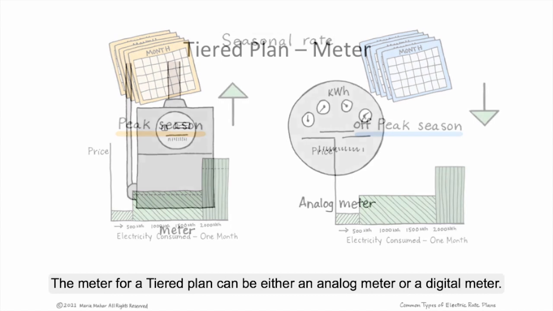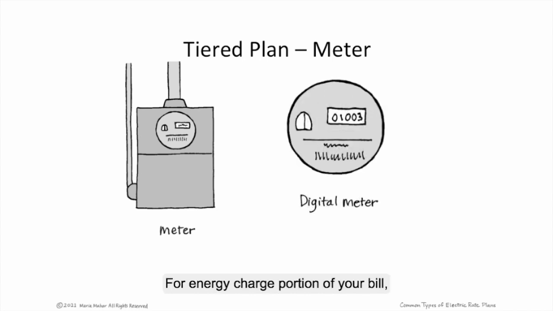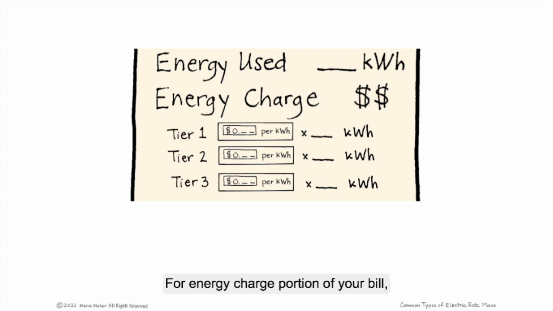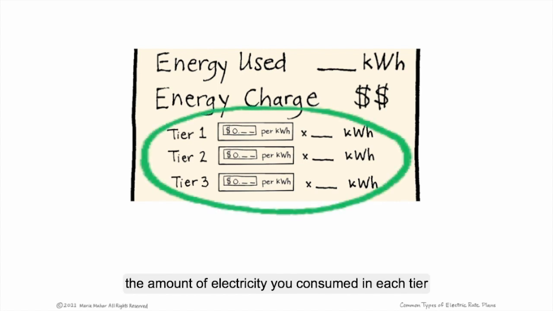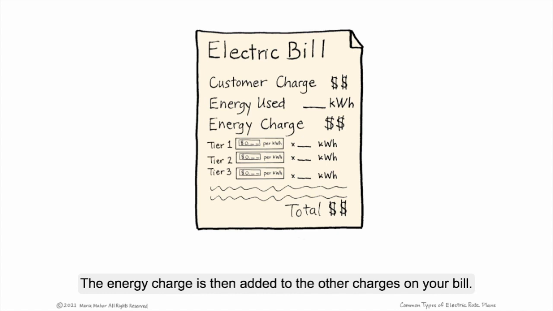The meter for a tiered plan can be either an analog meter or a digital meter. For the energy charge portion of your bill, the amount of electricity you consumed in each tier will be multiplied by the price for that tier. The subtotals are added to calculate your energy charge. The energy charge is then added to the other charges on your bill.